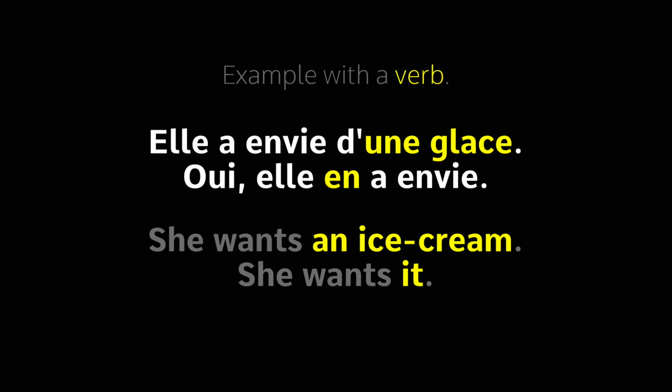Let's have a look at an example using a verb. Elle a envie d'une glace. Oui, elle en a envie. As you can see, en replaces une glace because we are using avoir envie de. Elle a envie d'une glace. Oui, elle en a envie.